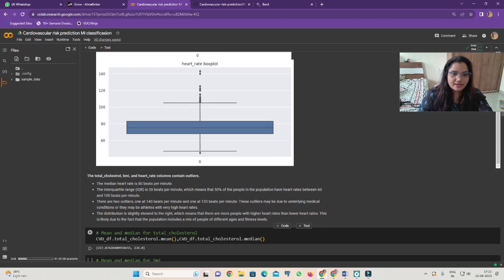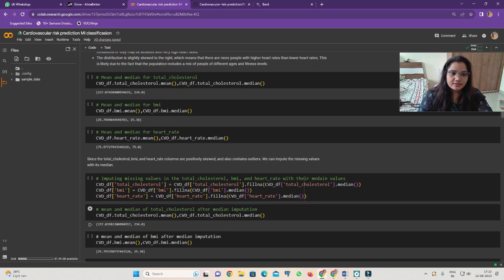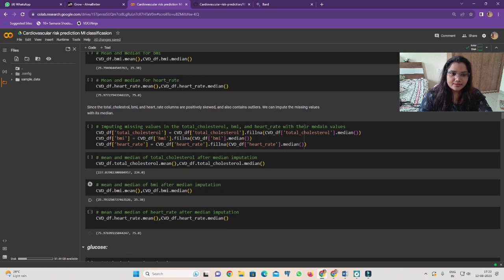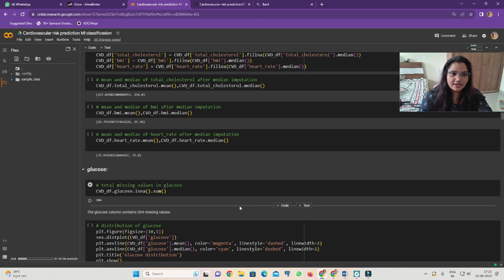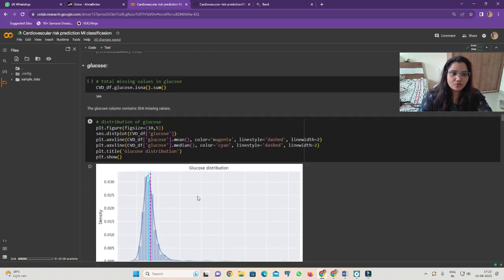The median heart rate is 80 beats per minute. The interquartile range is 20 beats per minute. That means 50% of people in the population have a heart rate between 60 and 100 beats per minute. So here we impute missing values with the mean or median, then we go for glucose.